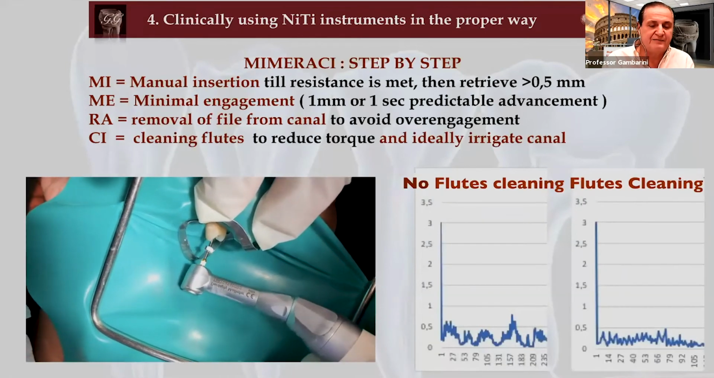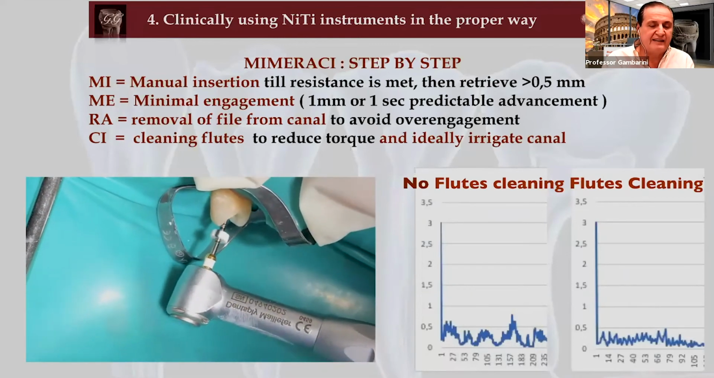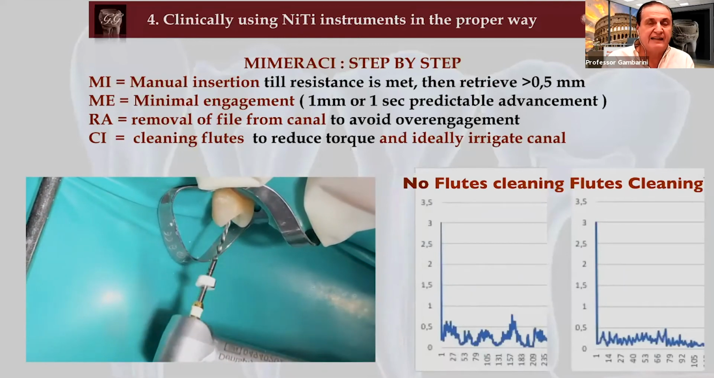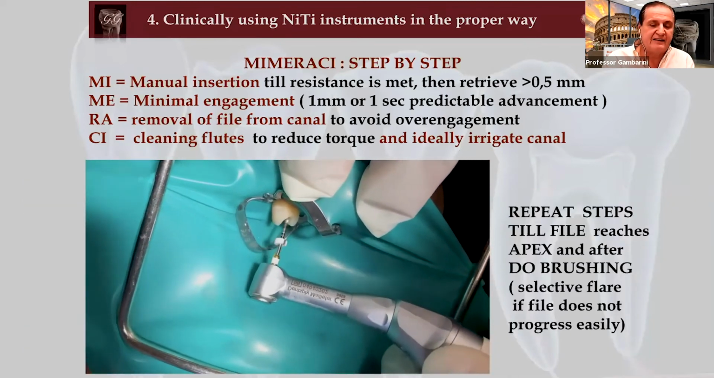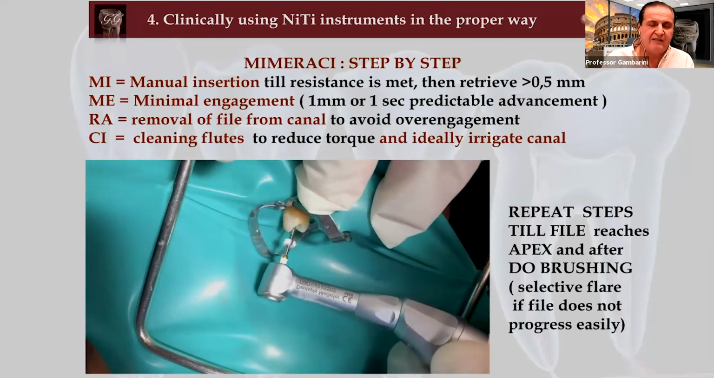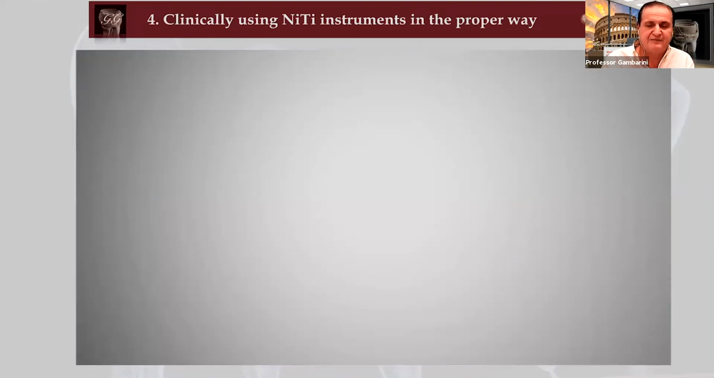At this point, you have to take the instrument out from the canal and clean the flutes. Why? Because we proved that if you clean the flutes, you reduce the torsional stress. And once again, this is an important way to reduce the torsional stress. And also, you avoid over-engagement of the file, and you also avoid overproduction of debris. And at this point, you can brush, and you can repeat this sequence more times.